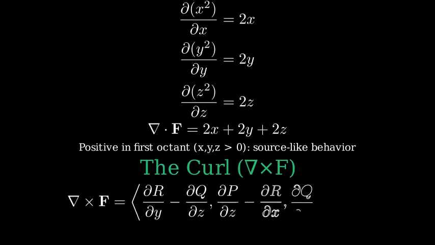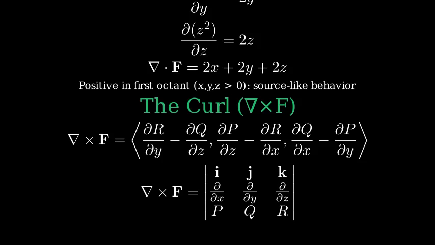For a vector field F with components P, Q, and R, the curl, del cross F, equals the vector (R sub y minus Q sub z, P sub z minus R sub x, Q sub x minus P sub y). This can also be expressed using a determinant-like notation with the del operator, i, j, and k unit vectors.